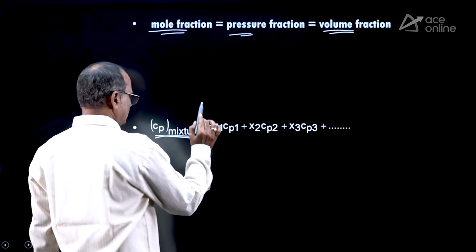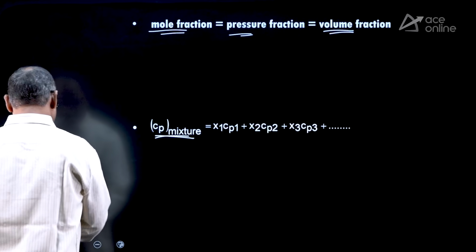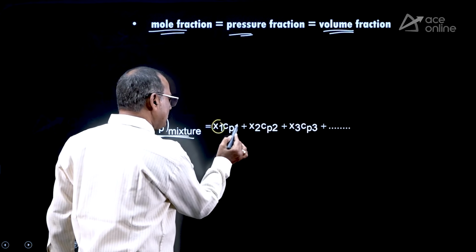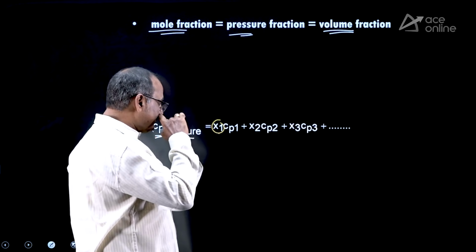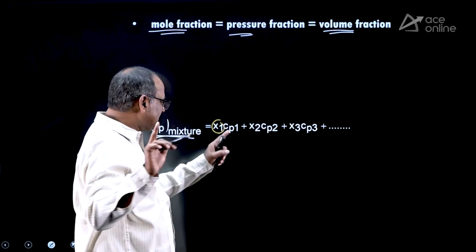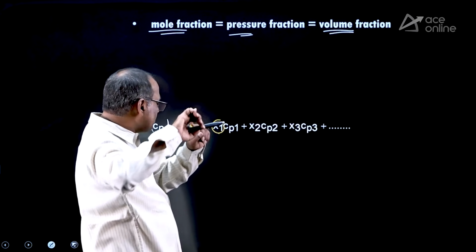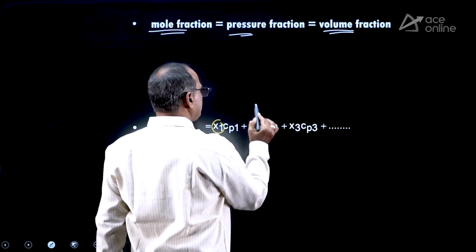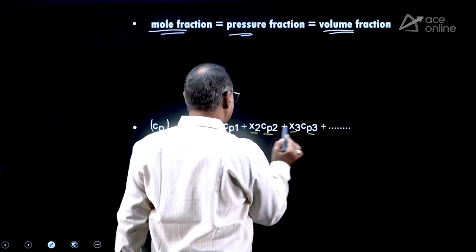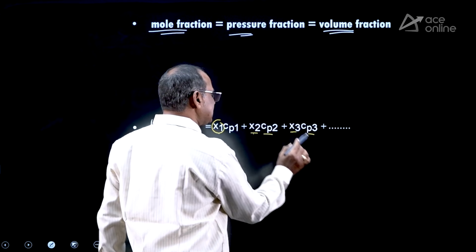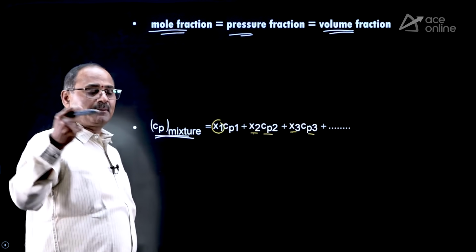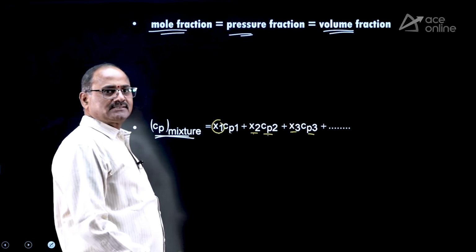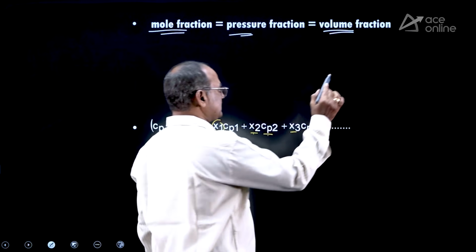Cp of the mixture. For the mixture, Cp equals the mass fraction of the one gas in the mixture multiplied by Cp of that particular gas, plus x2 Cp2 plus x3 Cp3. That means x1, x2, x3 are the mass fractions of those particular components, and Cp1, Cp2, Cp3 are the specific heats of those particular components. Cp can be decided like this.